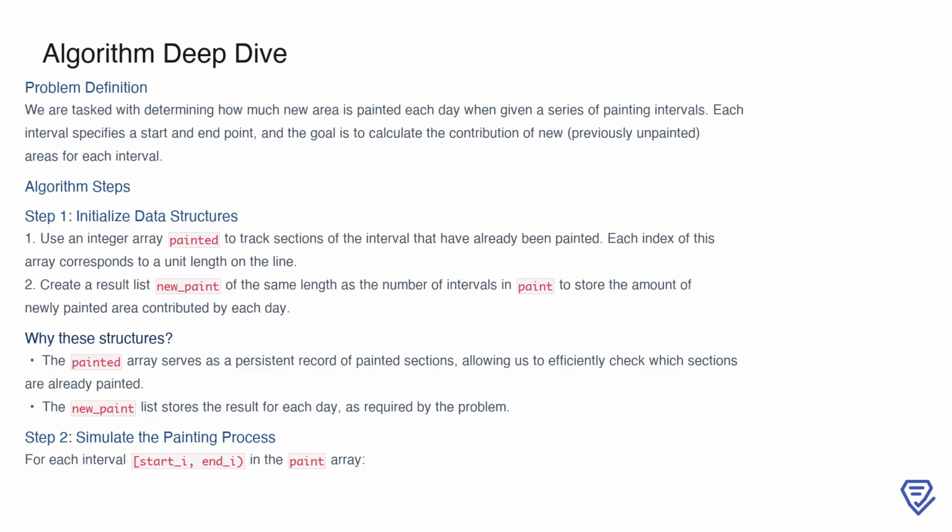Second, we create a list called new_paint that will store the amount of newly painted area for each interval. This structure is sized based on the number of intervals provided as input. The painted array acts as a persistent record, ensuring we can check and update painted sections efficiently, while the new_paint list directly corresponds to the problem's required output. With these in place, we can simulate the painting process step by step for each interval.